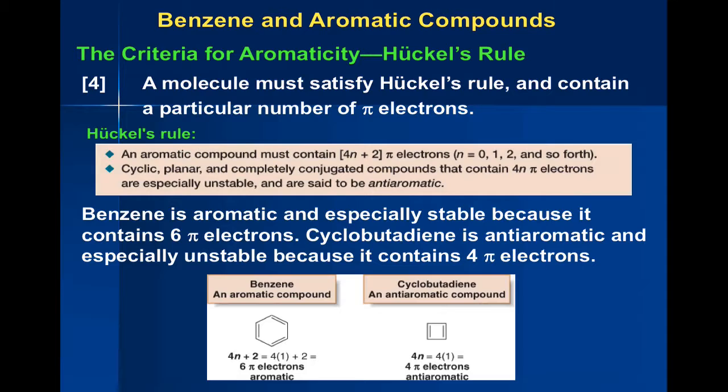However, it does satisfy this little equation. 4n equals the number of pi electrons. That means it's anti-aromatic. So molecules can be non-aromatic, which means they're just regular old alkenes. They can be aromatic, which means they're unusually stable. Or they can be anti-aromatic, which means what? They're unusually reactive.